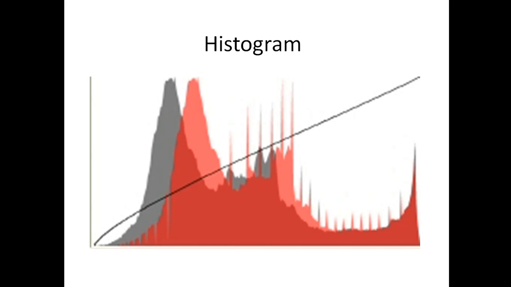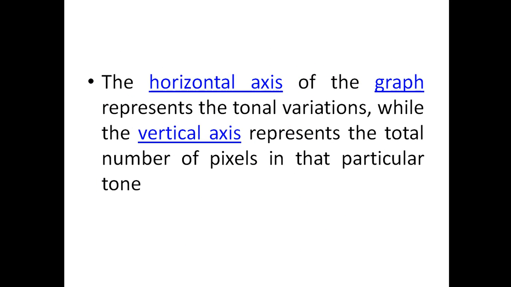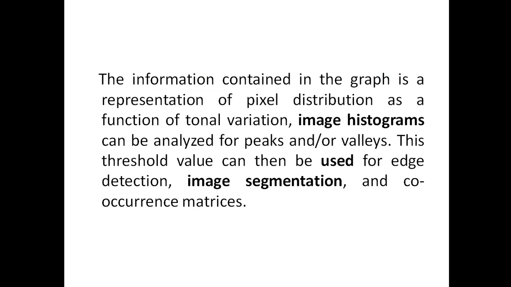This is what we have seen here. We have the x and y axis. The horizontal axis represents the pixel values, and the vertical axis represents the number of pixels. Say for example, if we take the range from 0 to 255, for the pixel value 50, we have 3000 pixels. For the pixel value 100, we have 2500 pixels in that range. You can see the range. The graph is a representation of the pixel distribution.